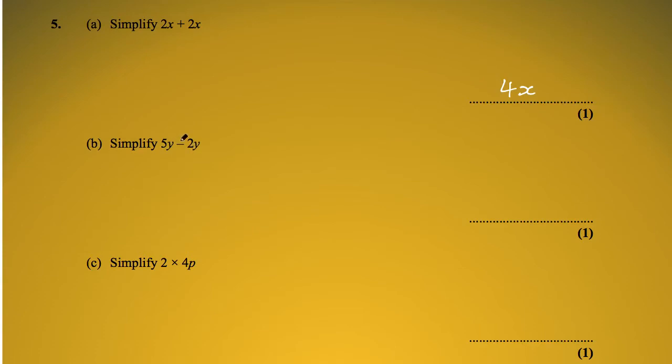5y, take away 2y. That leaves you with 3y because 5 take away 2 is 3. 2 times 4p. If we've got 4p and times 2 is doubling it, that takes us to 8p, or 2 times 4 is 8.